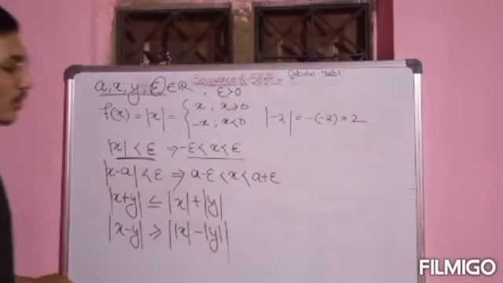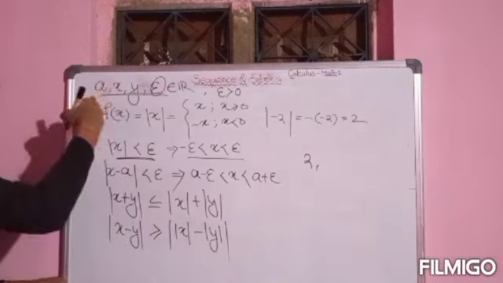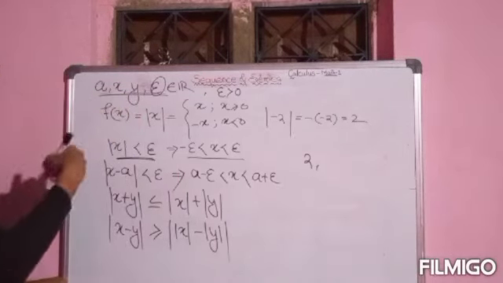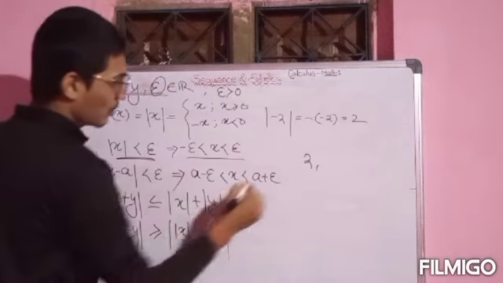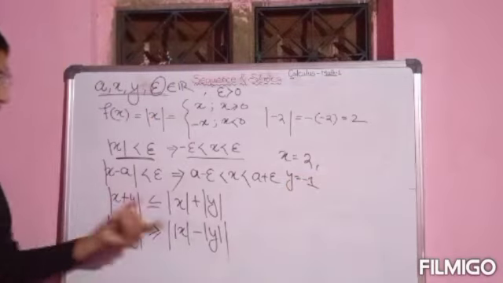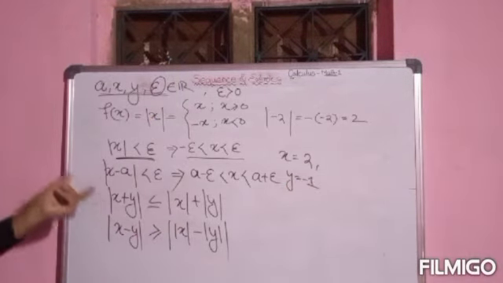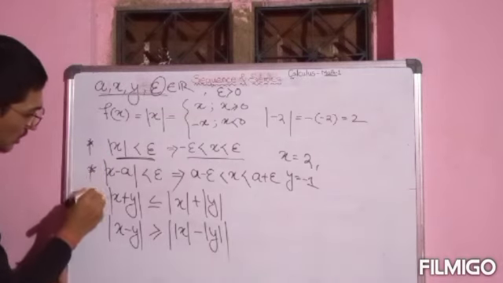You can take an example, take anything, na? x, y, a, epsilon are all real numbers and epsilon is greater than 0. You can take any example, take x equal to 2, y equal to minus 1, anything you can take, and just put and check whether these conditions are satisfied or not. This is one.